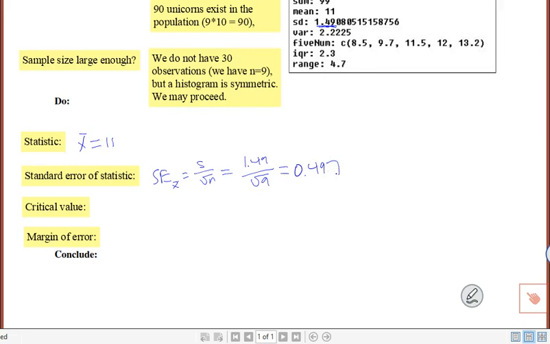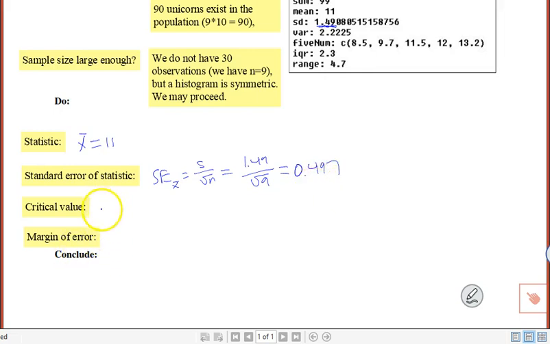So our unicorn horn lengths, right now we assume on average they're about 11 inches, and the sample mean would typically deviate from this 11 by about 0.5 inches. If I gather another 9 unicorns, it's expected to be within about 0.5 inches of whatever the true center is.